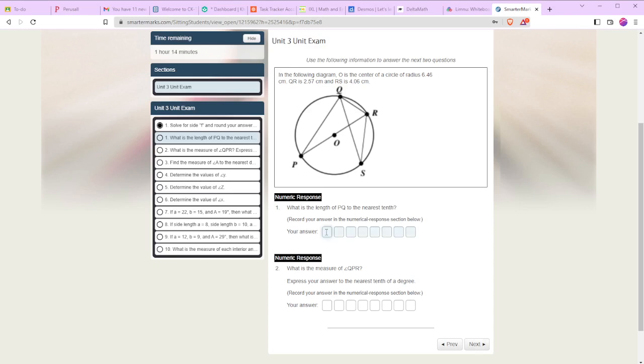So to the nearest tenth, that's 12.7. And then angle QPR, we can actually get with just regular trig because this is a right angle. I'm going to do it with the inverse sine because that uses the two pieces of information we were given. The opposite there is the length of QR, which is 2.57. And the hypotenuse is 2 times 6.46. So this angle is 11.5 degrees.